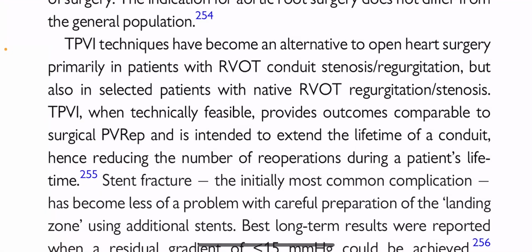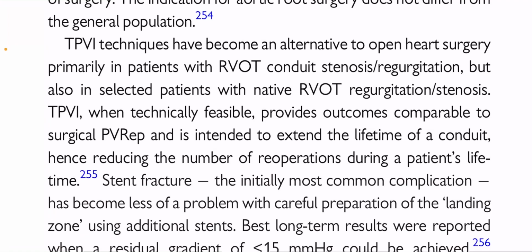TPVI techniques have become an alternative to open heart surgery, primarily in patients with RVOT conduit stenosis or regurgitation, but also in selected patients with native RVOT regurgitation or stenosis. TPVI, when technically feasible, provides outcomes comparable to surgical PVR-EP and is intended to extend the lifetime of a conduit, hence reducing the number of reoperations during a patient's lifetime.